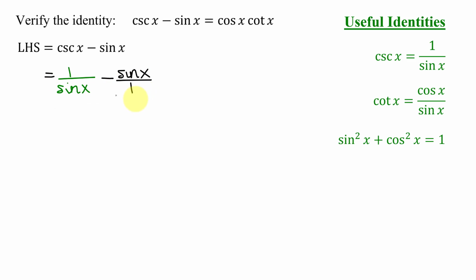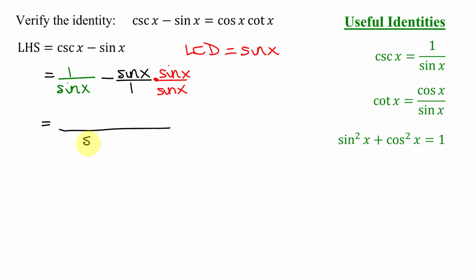And how do we combine fractions? We need a common denominator. Since I only have a denominator of sine x, that is my LCD. So I have to multiply this denominator of 1 by sine x to get my LCD in the denominator. As I multiply the denominator by sine x, I must multiply the numerator also by sine x, because what I'm really multiplying by is 1 in disguise. So now my denominator is the same in both cases, so it's over a common denominator of sine x.